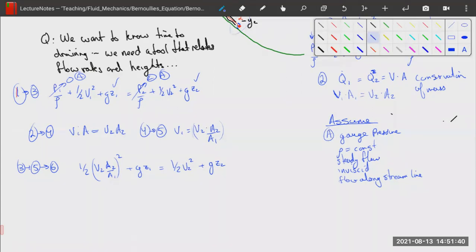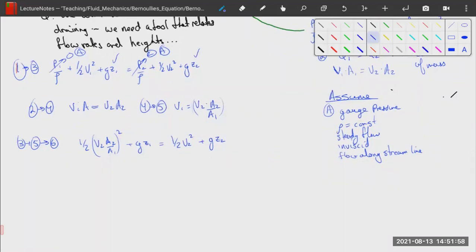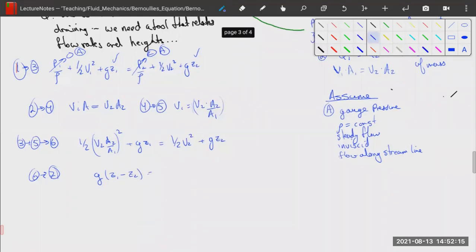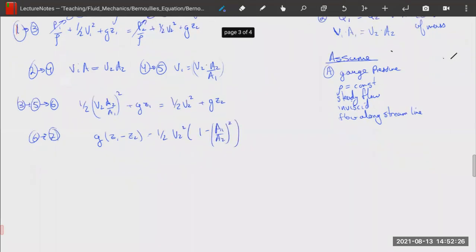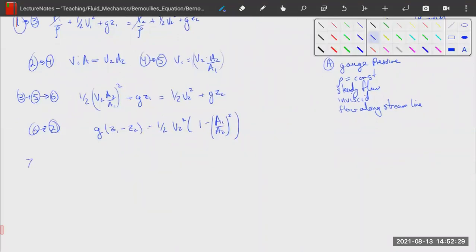In fact, that's our goal, because if we know V2, we know the velocity of the height of our pool, and we can solve for when the height of the pool equals 0, knowing its velocity. So let's try to do that. We're going to solve for our velocity. So if we do that, we get that, let's do 6 to 7. Oops, didn't draw that very well, sorry. We get that Z1 minus Z2 is equal to 1/2 V2 squared times 1 minus A1 over A2 squared. And if we want to solve for V2, we get that now 7 to 8.